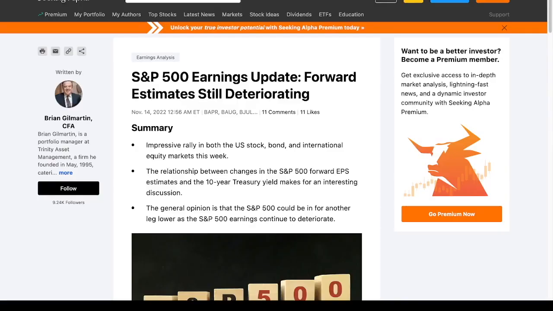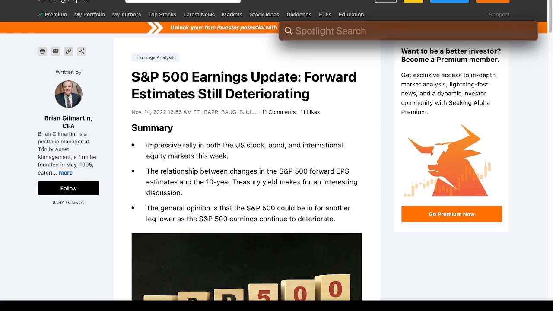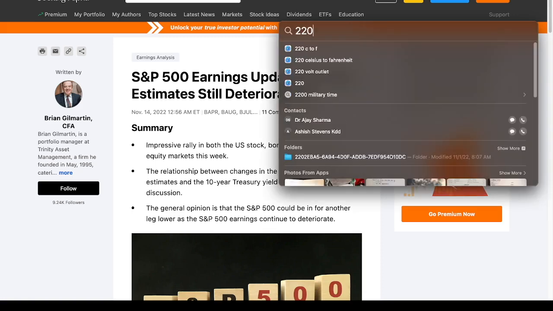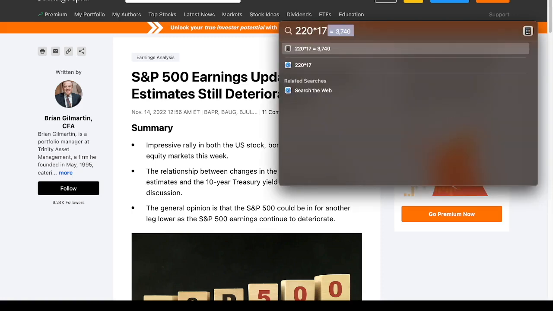That's on that. And if you look at this article from Seeking Alpha, it says that the forward estimates of S&P 500 earnings are still deteriorating. Even if we say the earnings will be flat and the current earnings are around 220, then the value will be 220 multiplied by 17. And why am I taking 17? Because 17 has been the historical average forward-looking P/E multiple for the S&P 500. Then the value comes around 3740, which is 374 on SPY.